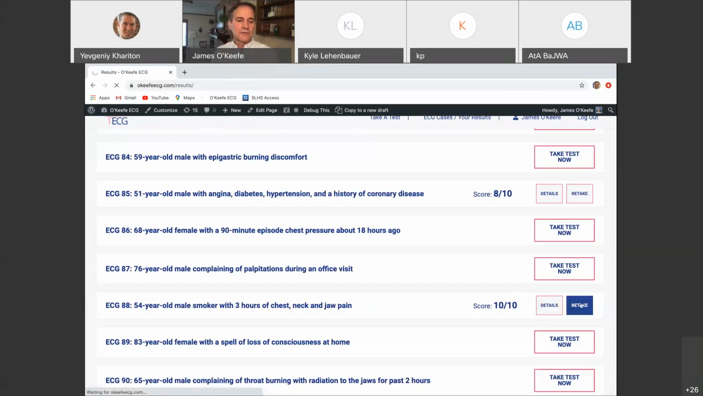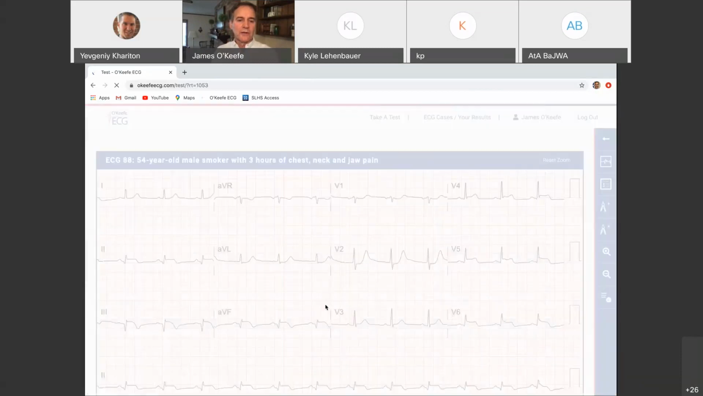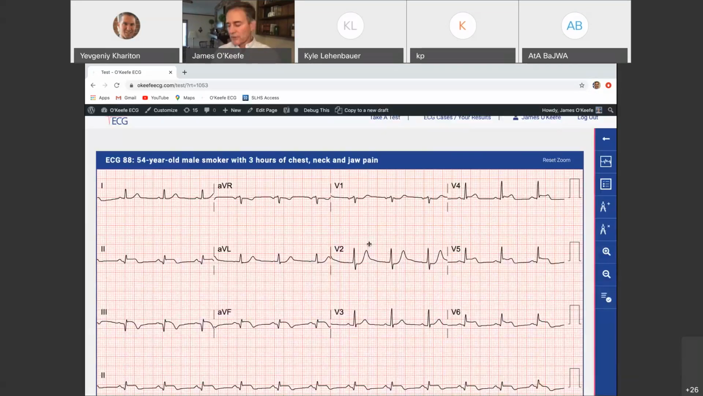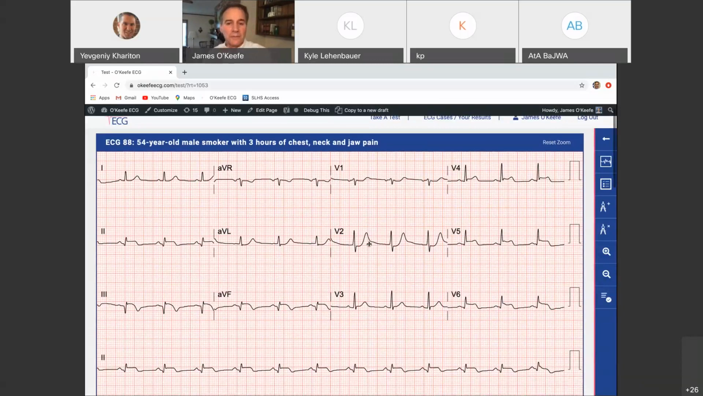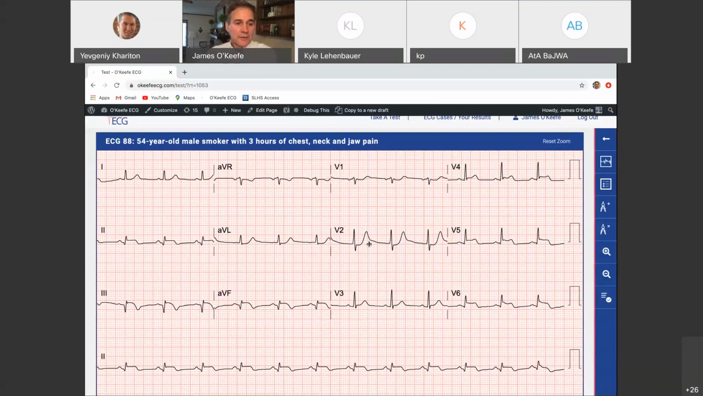All right, let's try this one. Here's a 54-year-old smoker who's got chest discomfort for 3 hours. Pretty straightforward. Anybody want to take a shot at that? I can go, Ben. Okay. So this is normal sinus rhythm, inferior MI and posterior MI. Probably right. That's pretty much it.